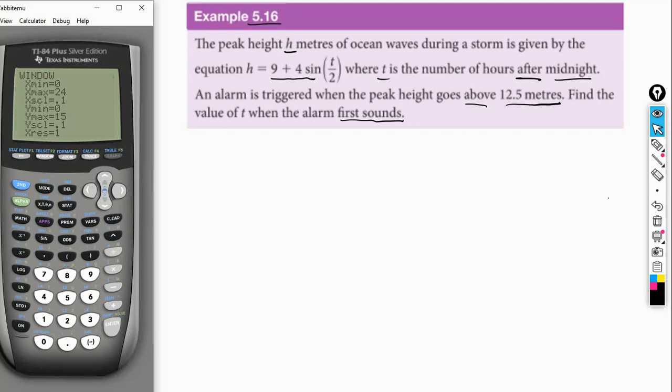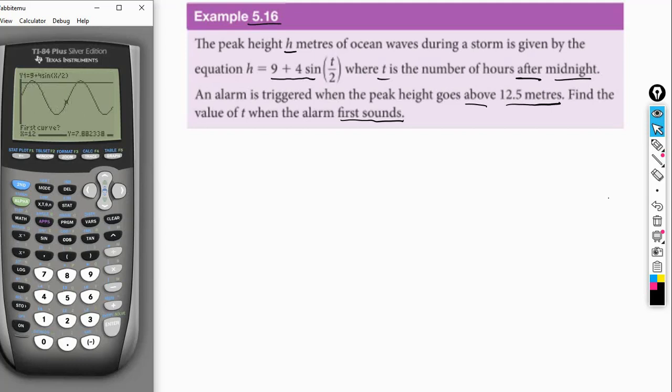Now let's graph. So that's the sine function. And now comes a line representing 12.5 meters. So we need to find that first intersection between the sine function and the line, which is going to give us the answer. So we need to go second, calculate, and now 5, intersect.